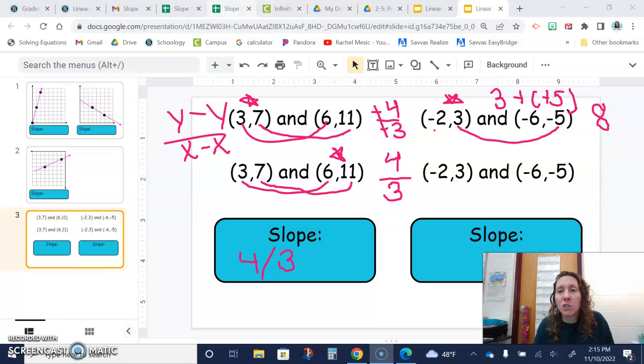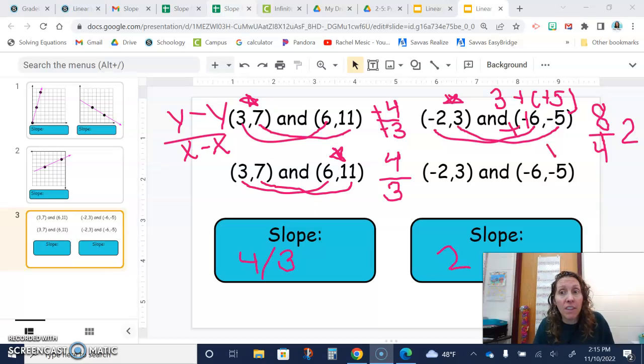And then -2 minus -6, that would be the same as adding a positive 6. So -2 plus 6 would be 4. And so we get 8/4, and that would simplify to 2.